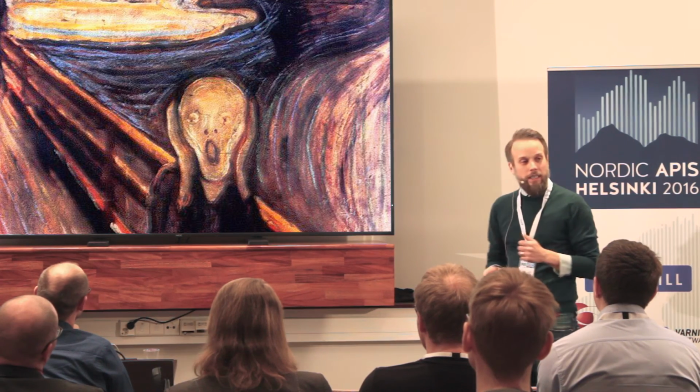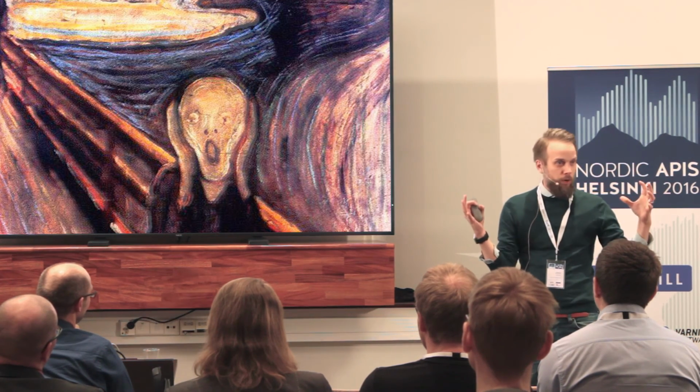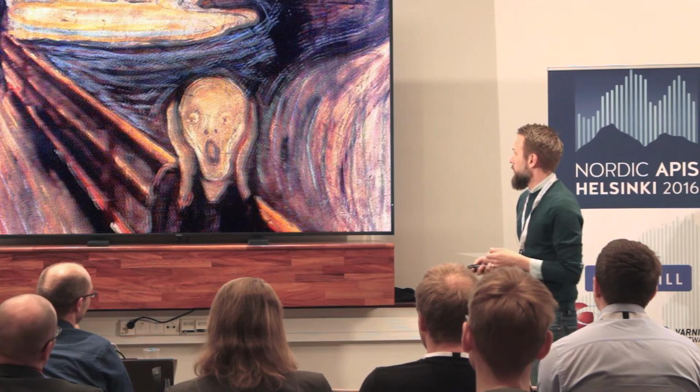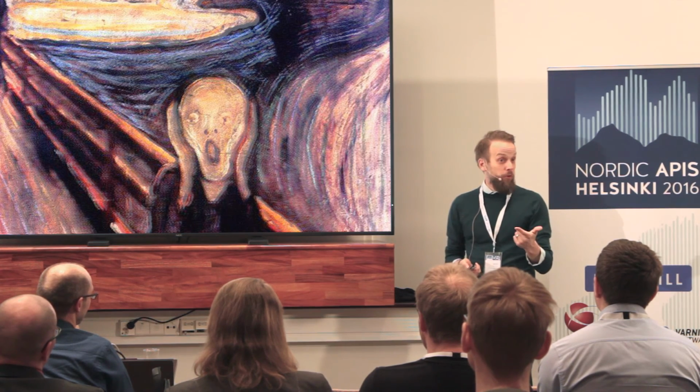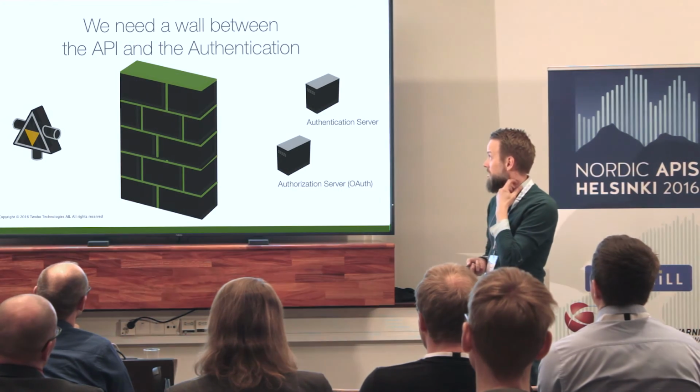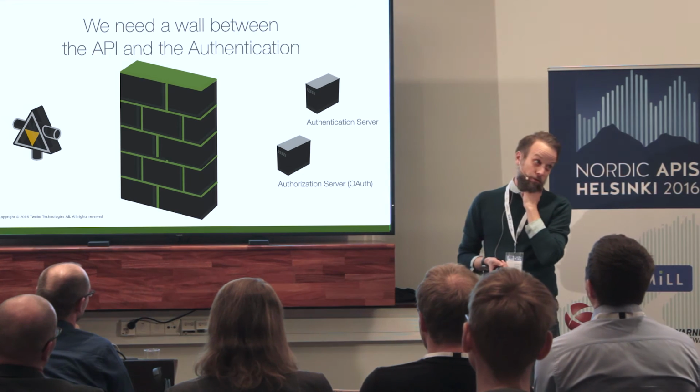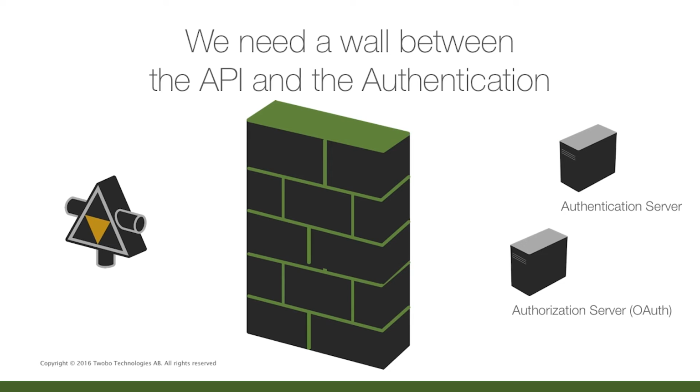So what we really need to do now is we need to split this apart a bit and make the abstraction not only good, but also standardized. And luckily, there's a solution for this, of course. We need a wall between the API on one end and the OAuth server and the authentication server on the other end.